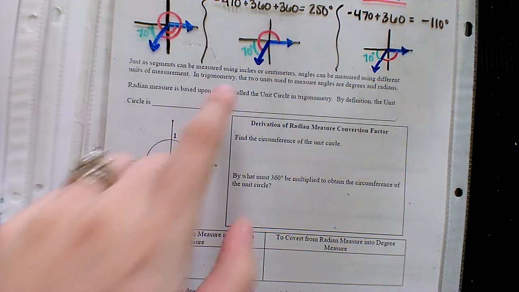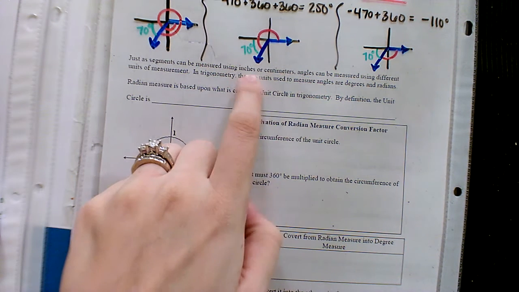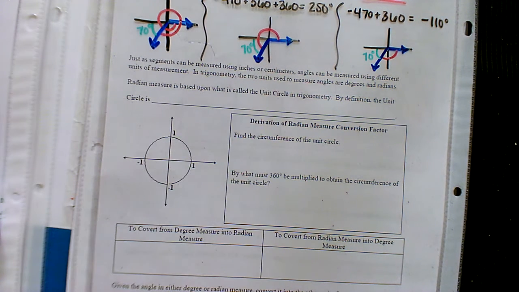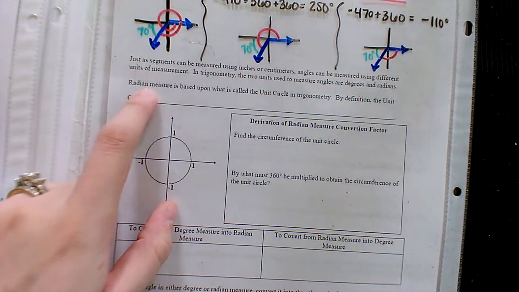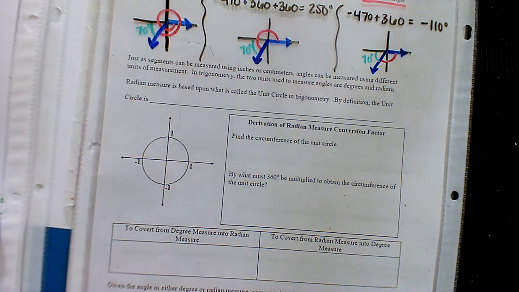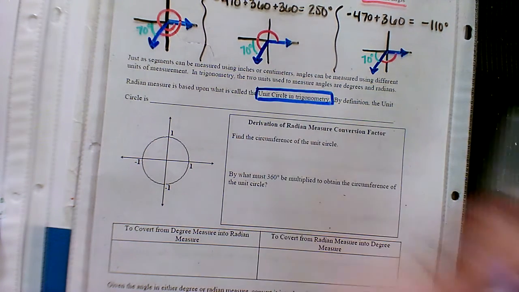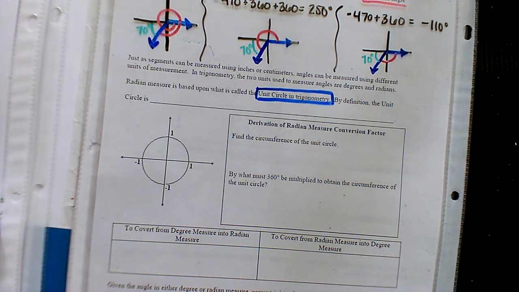So like I said, there's different ways to measure things: Fahrenheit and Celsius for temperature. You can talk about inches or centimeters for distances or segments. So we have degrees and radians for angles. A radian measure is based upon something called the unit circle. This unit circle is probably the quintessential, most important thing involving trig.